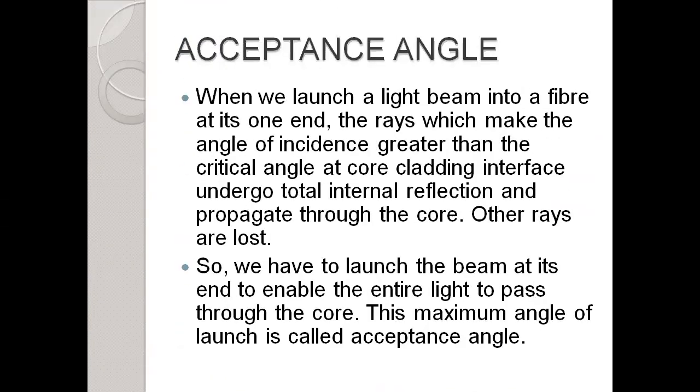When we launch a light beam into the fiber at its end, the rays which make an angle of incidence greater than the critical angle at the core cladding interface undergo total internal reflection and propagate through the core. The other rays will be lost. So we have to launch the beam of light signals at its end to enable the entire light to pass through the core. The maximum angle of launch for which the angle of incidence at the core to cladding interface is greater than the critical angle is called the acceptance angle.